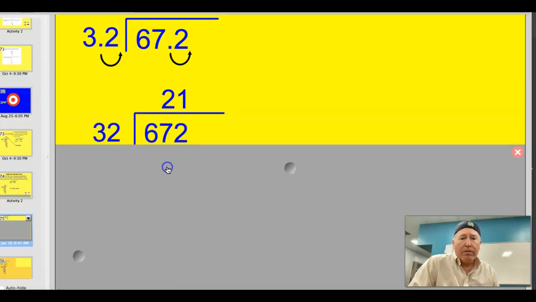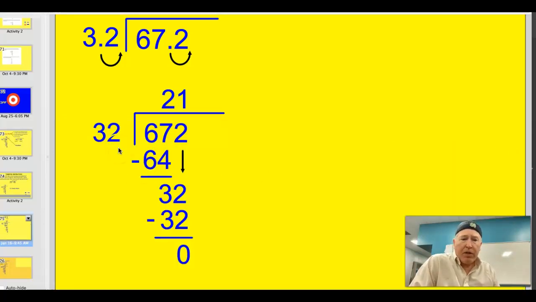Here's the way it looks. I'll walk you through the division steps again. Does 32 fit into 67? Yes, 2 times. 2 times 32 is 64.